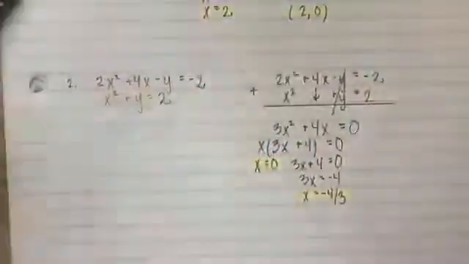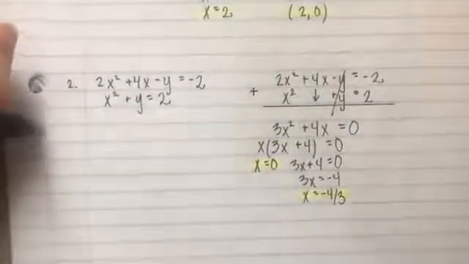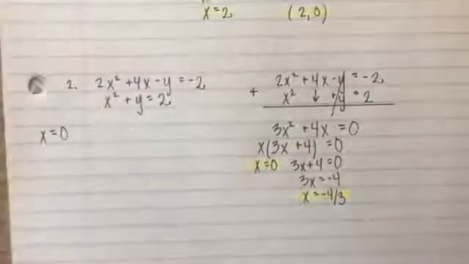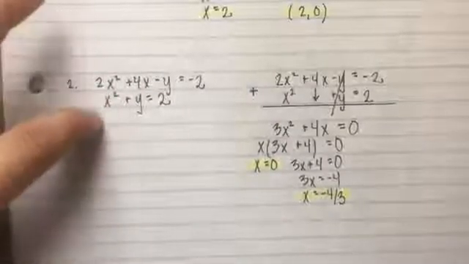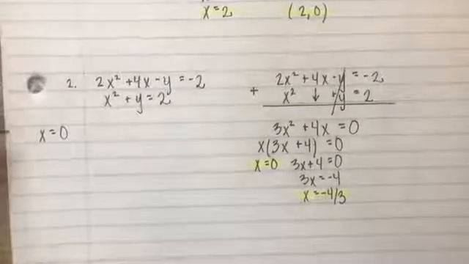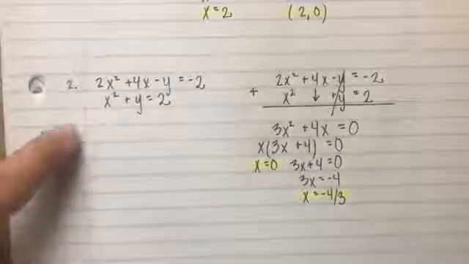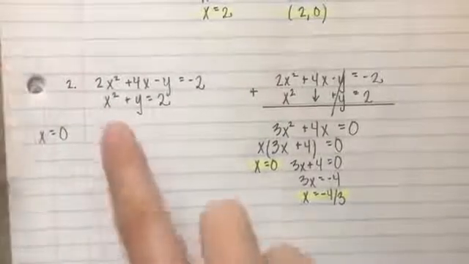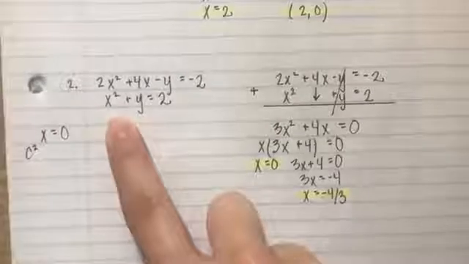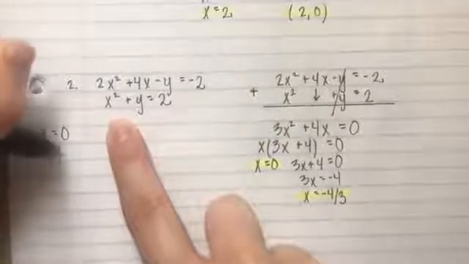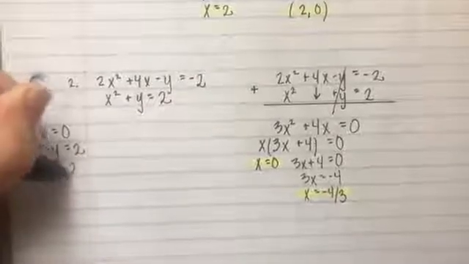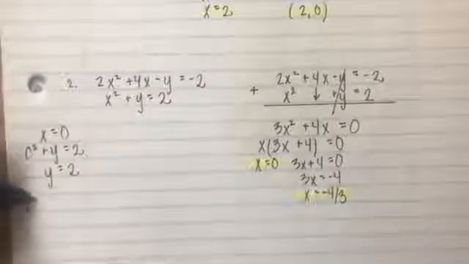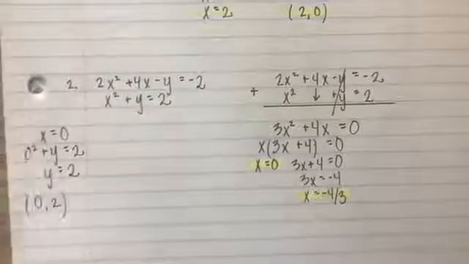So we have to find the y's that go with both of them. For when x equals 0, it doesn't really matter which equation you pick, but probably the second one is going to be easier, less terms. So we'll substitute in 0 for x, so it'd become 0 squared plus y equals 2. Obviously 0 squared is still 0, so you get y equals 2. So our first solution is (0, 2).